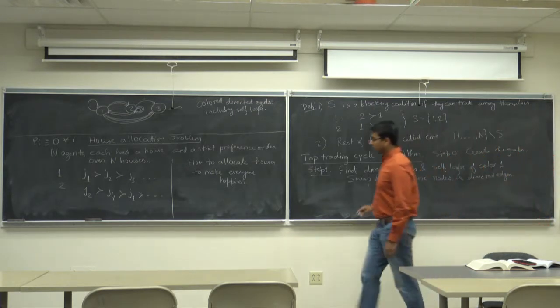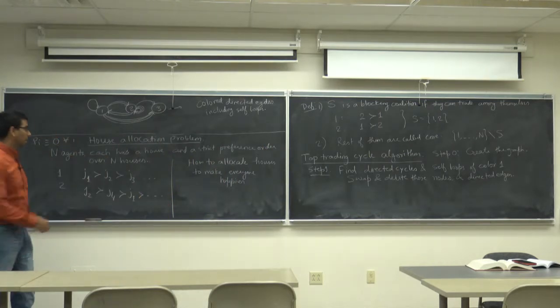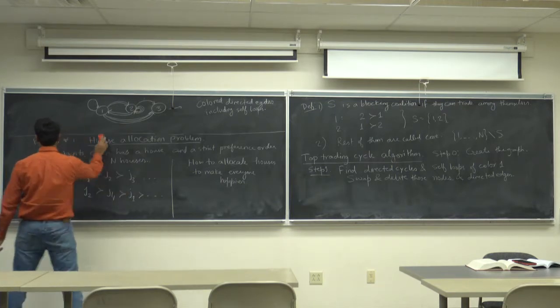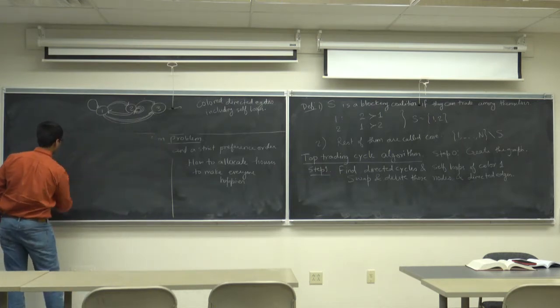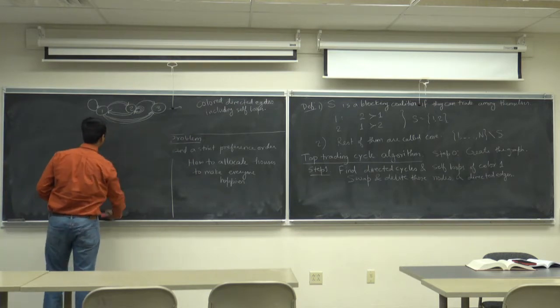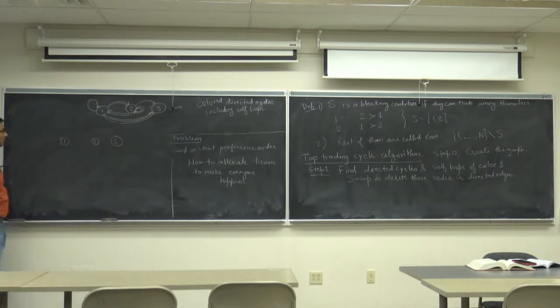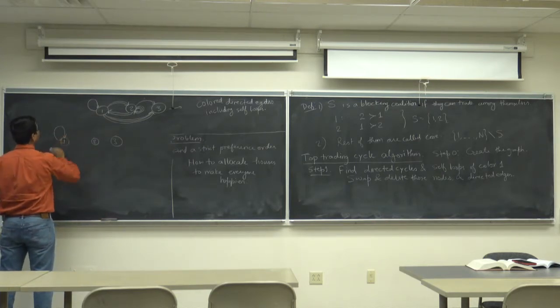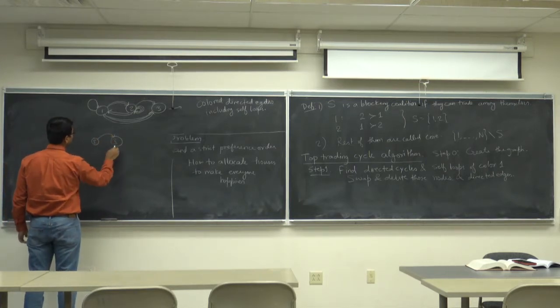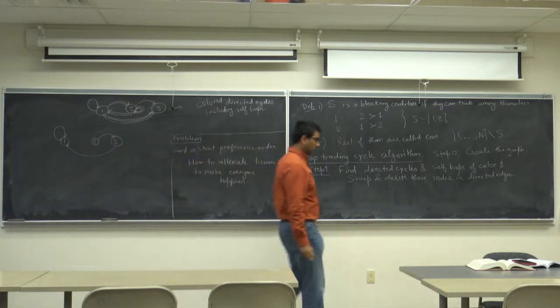Okay, so what's a directed cycle? Is everyone familiar with directed cycles? No? Okay, let's see what a cycle is. So I create a graph, 1, 2, 3, and let's look at color 1. So 1 is a self loop, 2 wants 3, and let's say 3 wants 1. That's the first preference of 3.